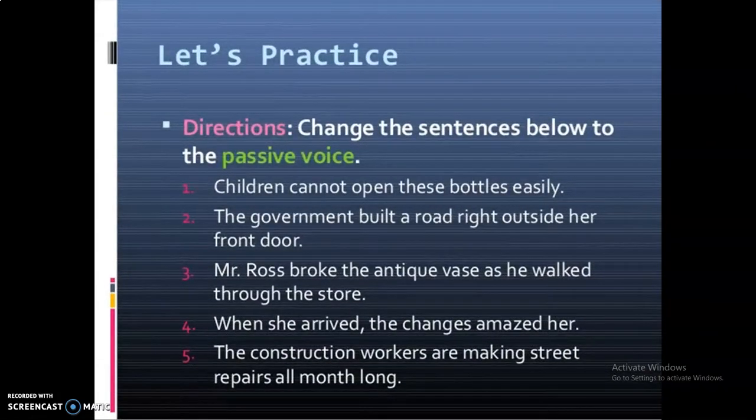Now the direction is changed. Change the sentences below to passive voice. That means you convert the active sentences to passive.